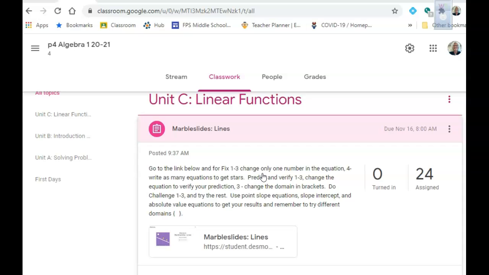So we're on the first fix. Fix it by changing only one number. In number 4, they ask you to write as many equations to write the star. Predict and verify, that's the next part, 1 to 3. Change the equation and verify your prediction. Then you're going to change the brackets, and we're going to talk about that just a little. Use the points. You can use point slope form, slope intercept, absolute value to get your results.